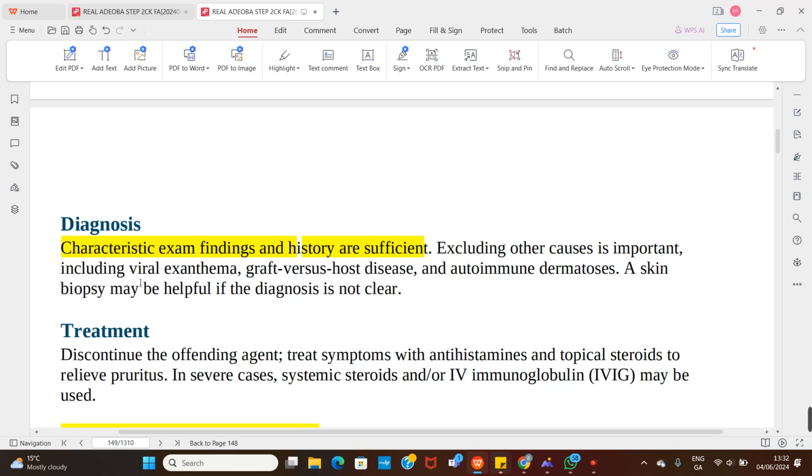You just need to separate it from other things, the viral exanthema, right? Because you have said most of them have this morbilliform pattern. So this could be measles, right? Rule out measles. Graft versus host disease too can appear that way. Some of those autoimmune dermatoses can also have a similar presentation. So a skin biopsy might be important to help you with your diagnosis if you are not sure what you are working with. And of course, by the time you do your biopsy you are going to see evidence of eosinophilia, right?